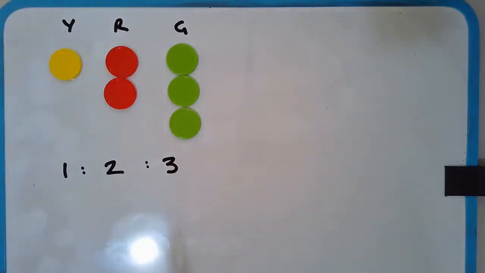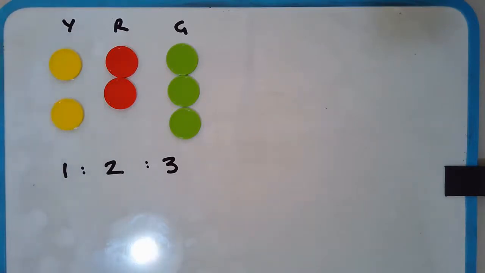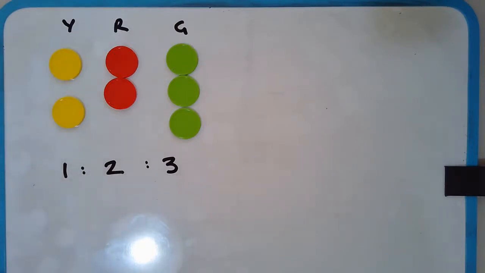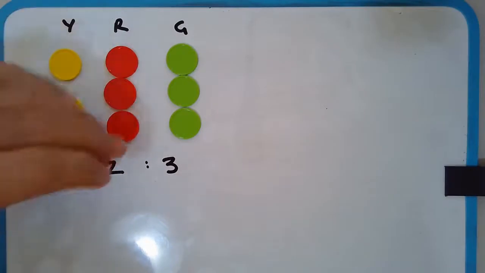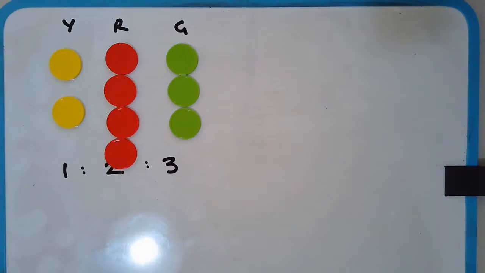So let's say then that we increase the yellow counters by 1. Let's say I added an extra yellow counter there. If we apply the ratio, for every yellow counter, I need to add another 2 more red counters. So we'll add another 2 more. That then gives us 4 red counters. Now, again, for every yellow counter, I need to add 3 green counters.